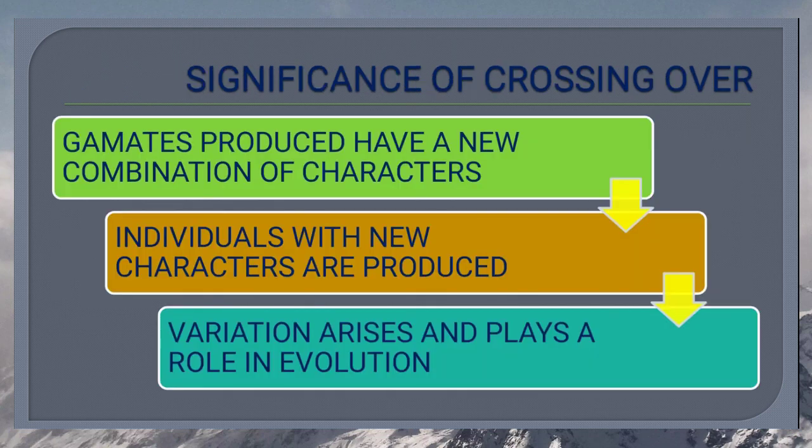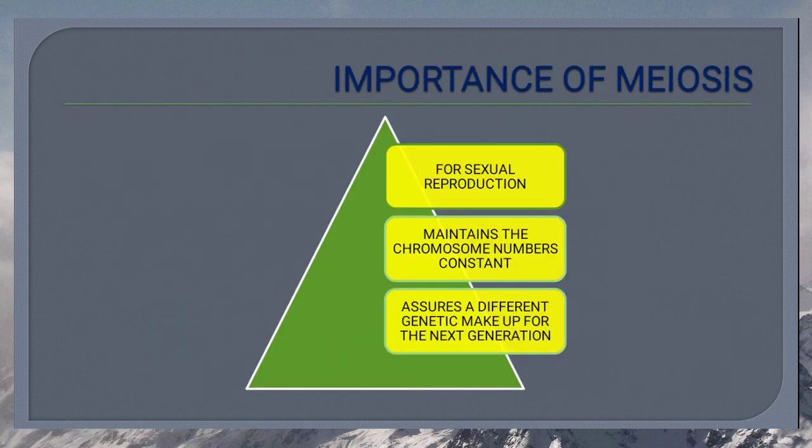Significance of crossing over. Gametes produced have a new combination of characters. Individuals with new characters are produced. Variation arises and plays a role in evolution. Importance of meiosis. Meiosis is very important for sexual reproduction. It maintains the chromosome number constant, and assures a different genetic makeup for the next generation.